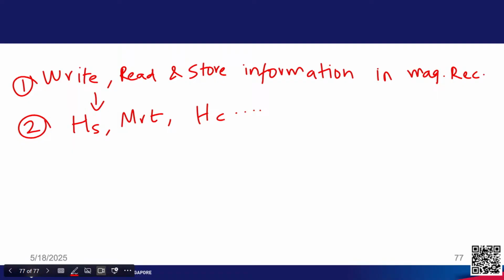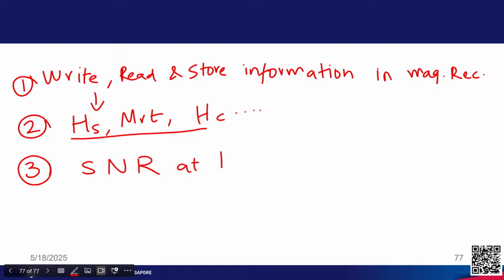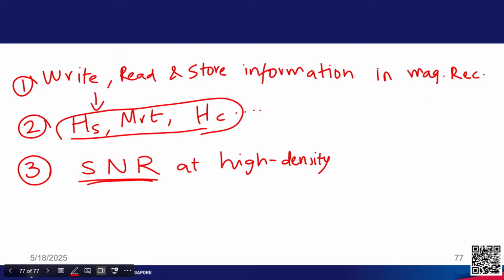Okay, then we learned that just meeting this is not enough. We also need to look at many other complex aspects like signal to noise ratio at high densities, and so on. Okay. So, the researchers who work on magnetic recording try to work on these finer aspects. Okay. These are like some qualification, I mean earlier qualification.